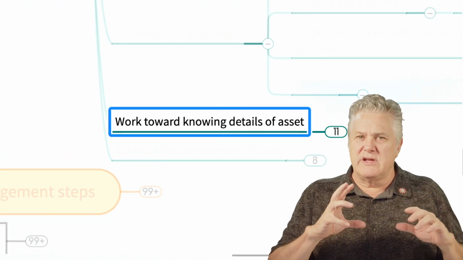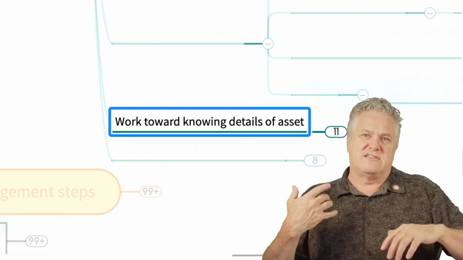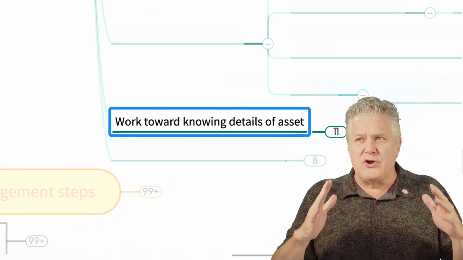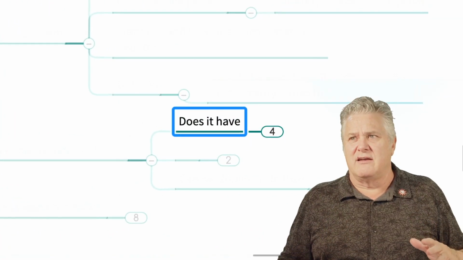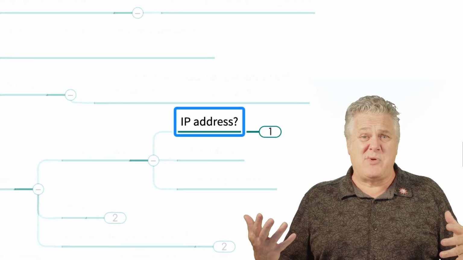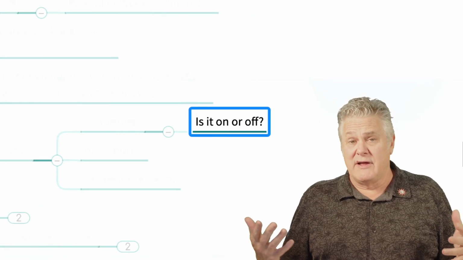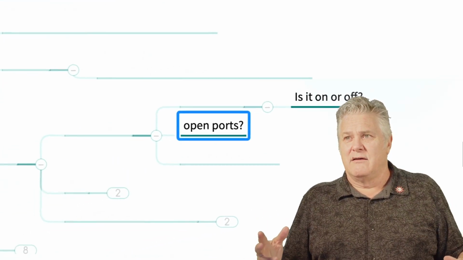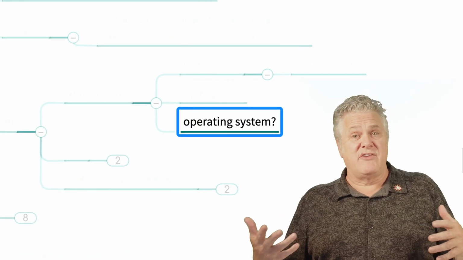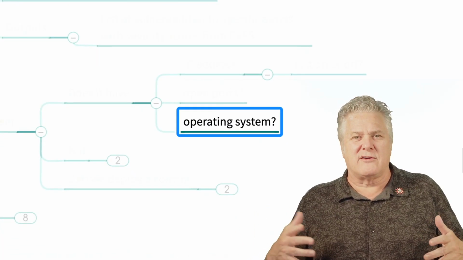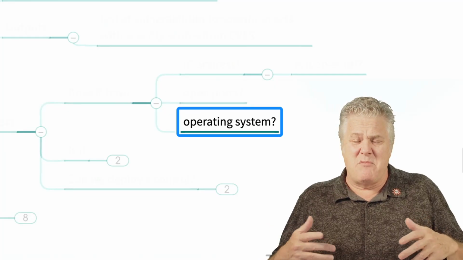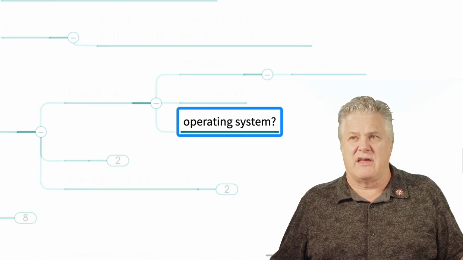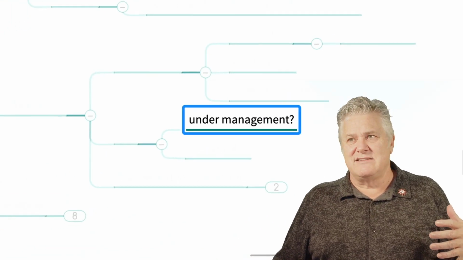Now, what you want to do when you're doing this process, for the vulnerability assessment, is work toward knowing the details of a particular asset. So you can ask the question, does it have an IP address? Like, is it turned on or off? Sometimes it has an IP address, but it's turned off, and we don't find that until the next scan. Does it have open ports? Does it have an operating system? Some things are hardwired little control gates or things like that, and they may have an IP address on them, but the only thing that you can do is turn them on and off, like a light switch kind of thing. Then you can ask the questions about, is it under management?